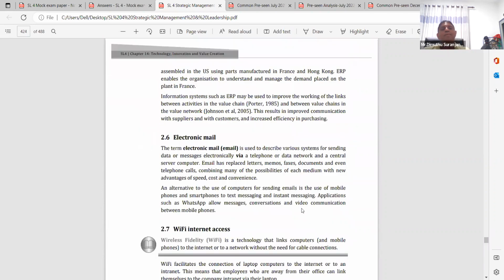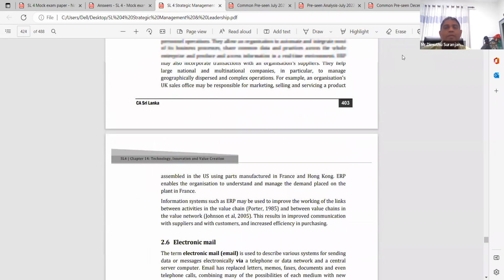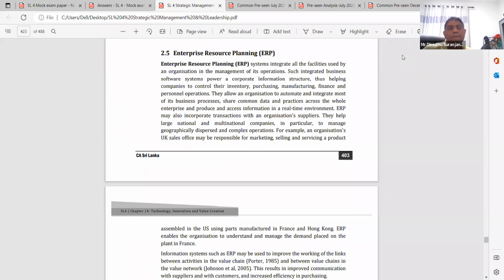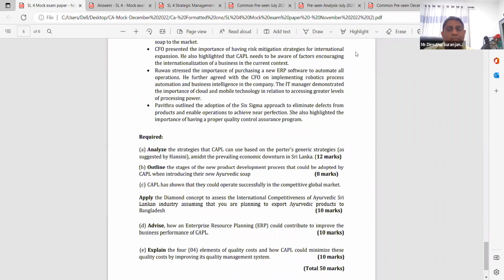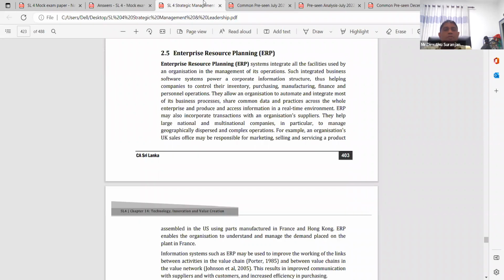Yes. See this 2.5 ERP. Now here the question is: advise how an enterprise resource planning could contribute to improve the business performance of CAPL. How ERP can help to improve the business performance. So now if you look at the theory part, what does it say?